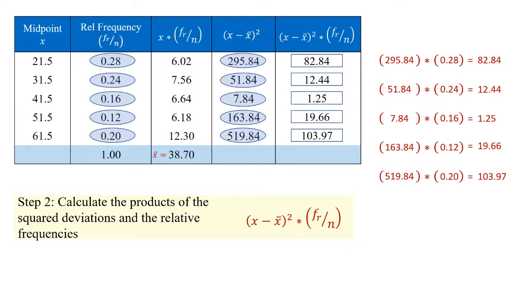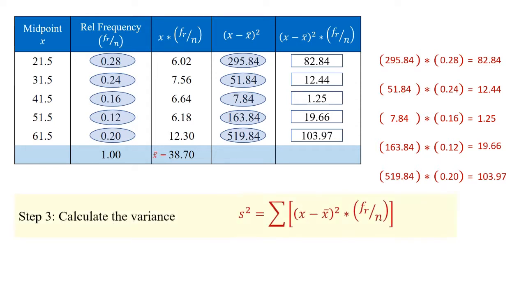Finally, to calculate the sample variance, the sample weighted variance, we must add these five numbers together. 8.284 plus 12.44 plus 1.25 plus 19.66, 103.97 gives us a value of 220.16. This is the sample variance.